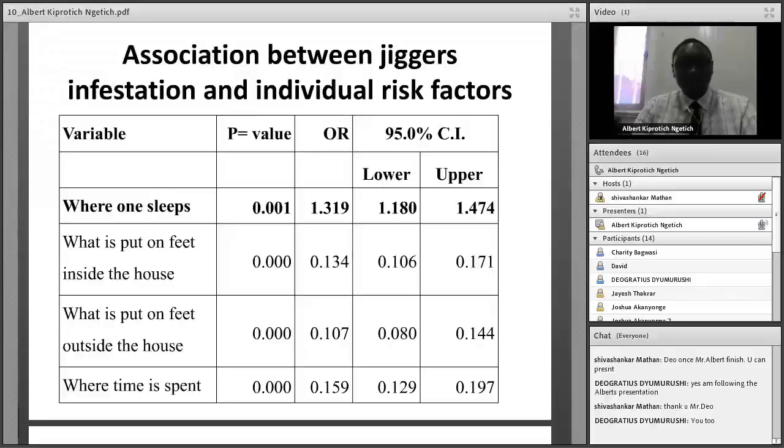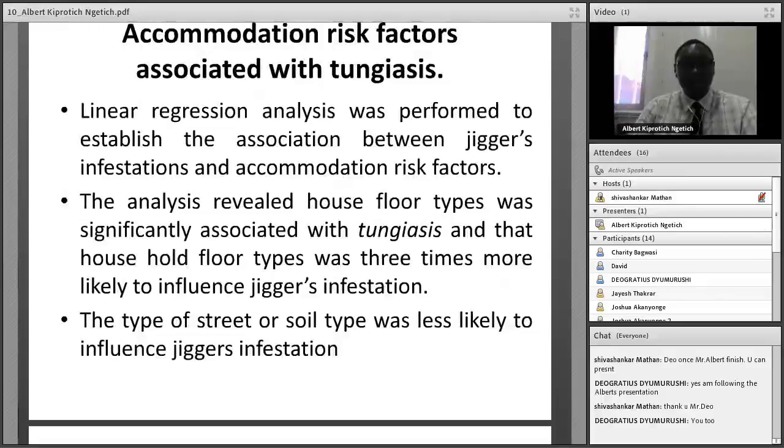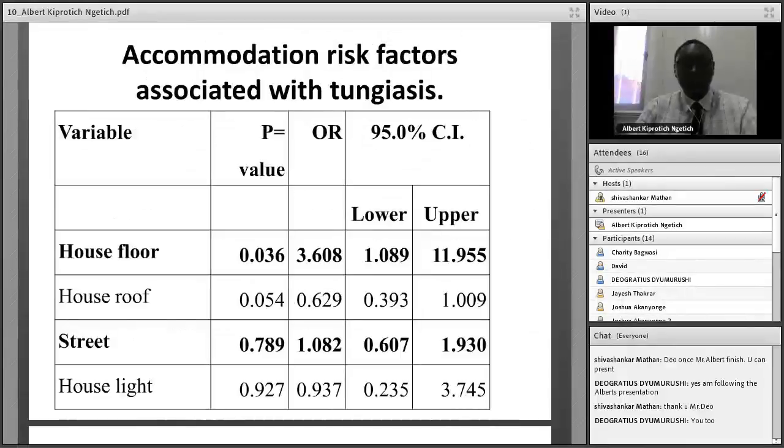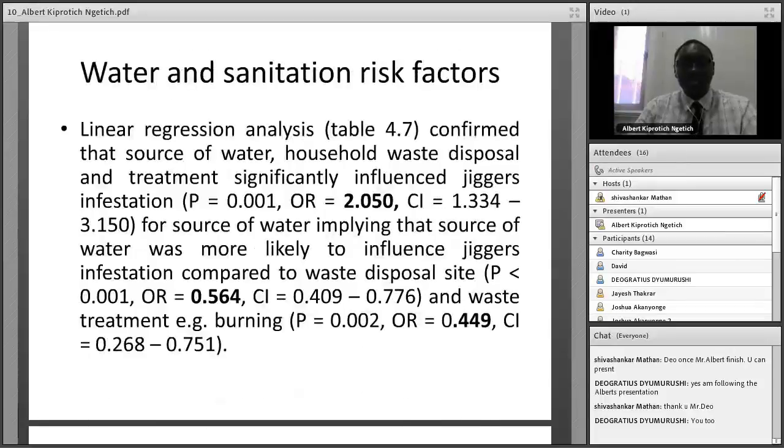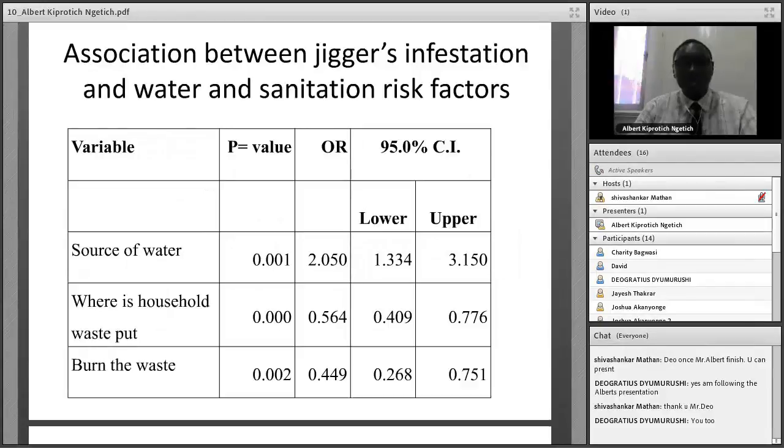House floor types, as I mentioned before, are also greatly associated, and the street type shows that there is a lot of association when there is sand and dust. Where one gets water from is also greatly associated. They have an odds ratio of above 2. And you can see from the table that the source of water is also very important in jigger infestation.